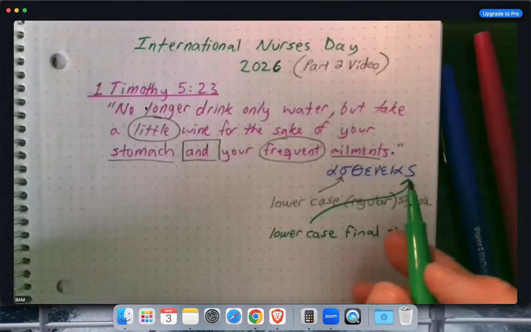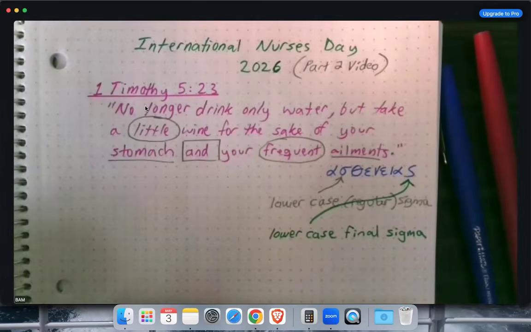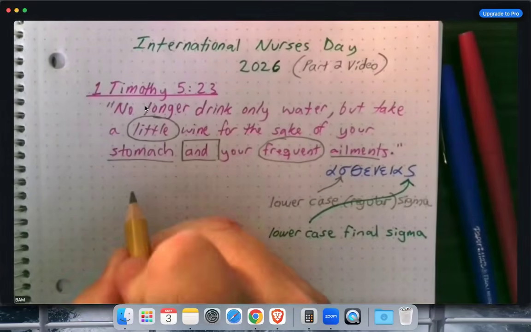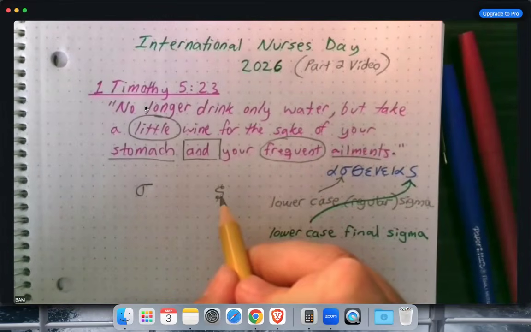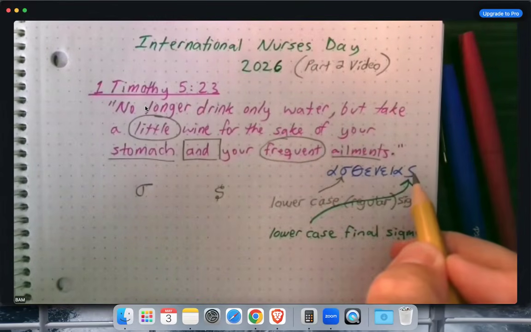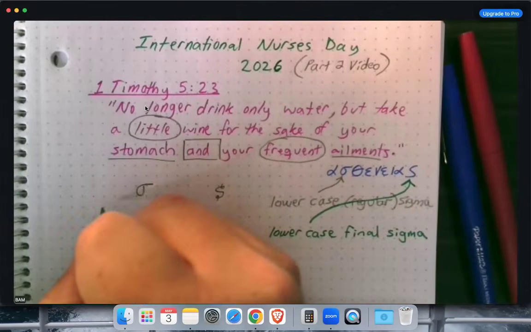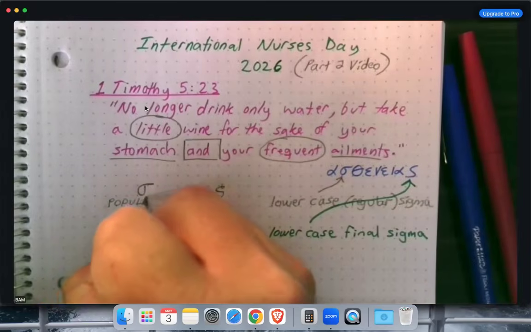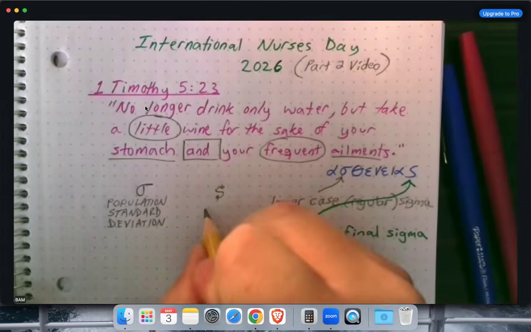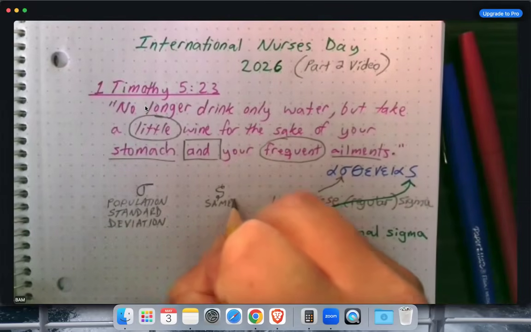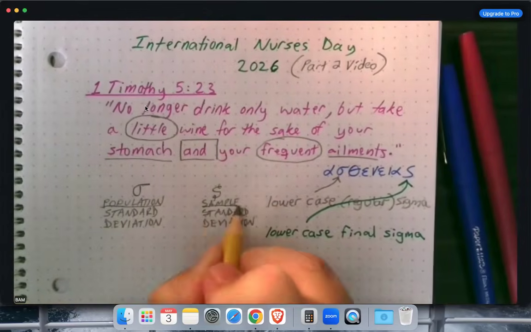So this is not great because when you're learning statistics, at least in the United States, you usually have to differentiate sigma and S. This S is not the same as that final sigma, totally different. So this sigma right here represents population standard deviation. This one represents sample standard deviation. Population, and a sample.